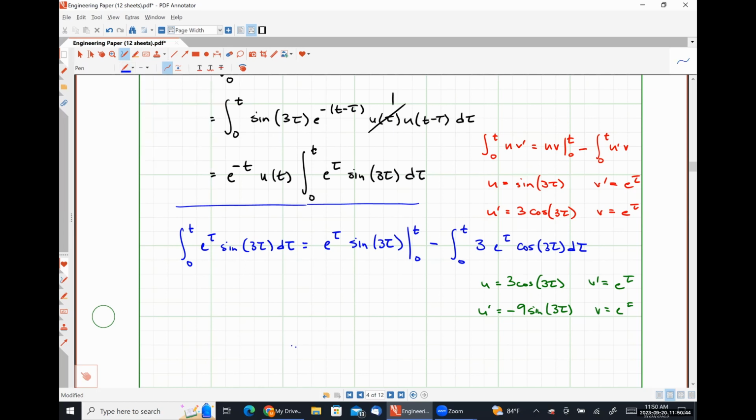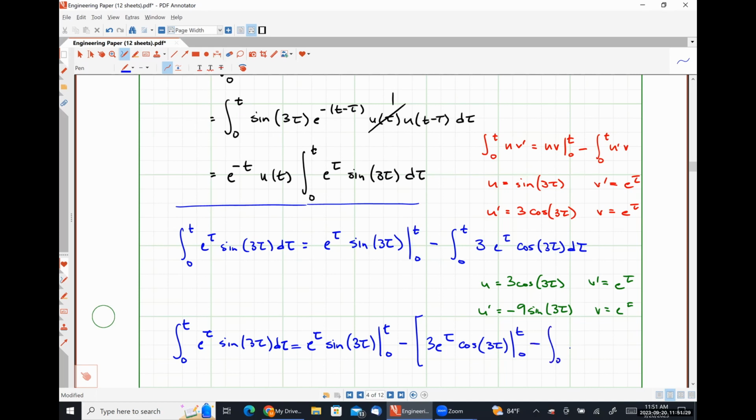So we are going to have the integral from 0 to t of e^τ sin 3τ dτ equal to e^τ sin 3τ evaluated from 0 to t, minus [let's see, 3 e^τ cos 3τ evaluated from 0 to t, minus the integral from 0 to t of -9 e^τ sin 3τ dτ].